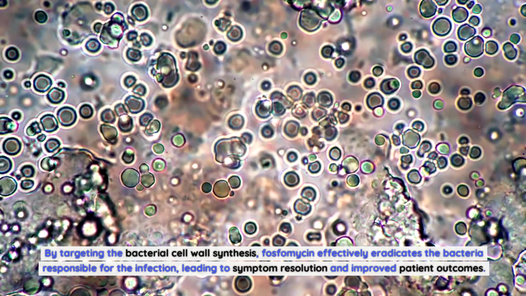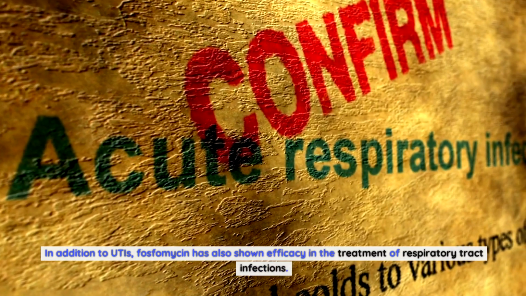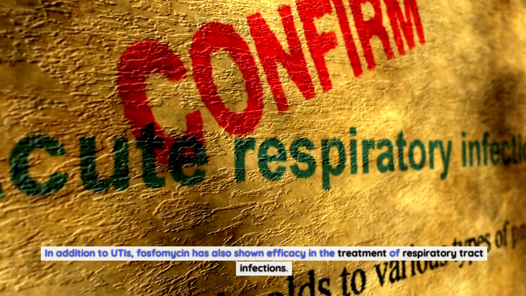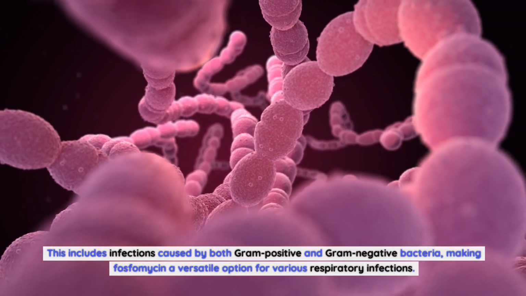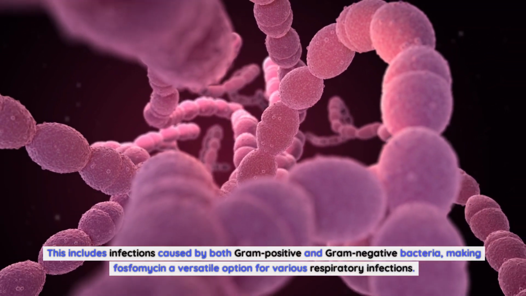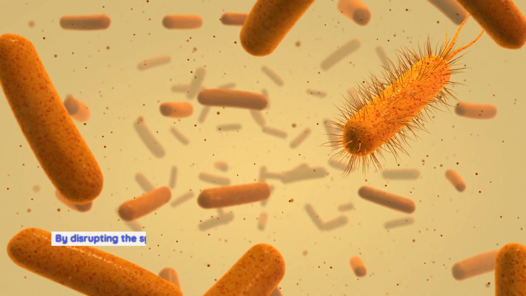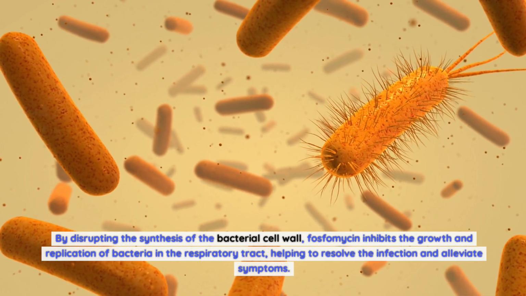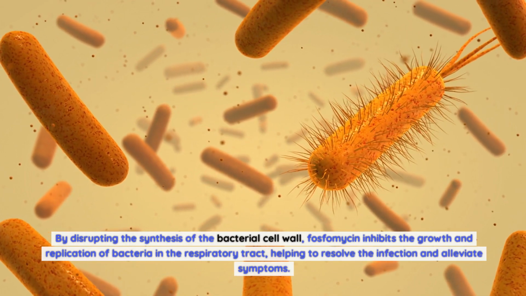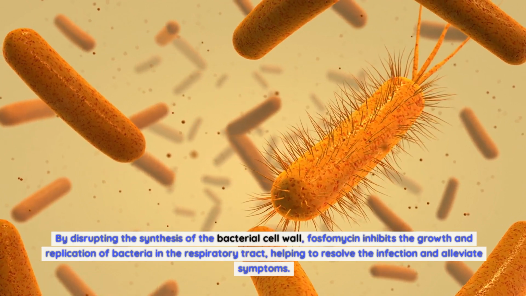and improved patient outcomes. In addition to UTIs, fosfomycin has also shown efficacy in the treatment of respiratory tract infections. This includes infections caused by both gram-positive and gram-negative bacteria, making fosfomycin a versatile option for various respiratory infections. By disrupting the synthesis of the bacterial cell wall, fosfomycin inhibits the growth and replication of bacteria in the respiratory tract, helping to resolve the infection and alleviate symptoms.